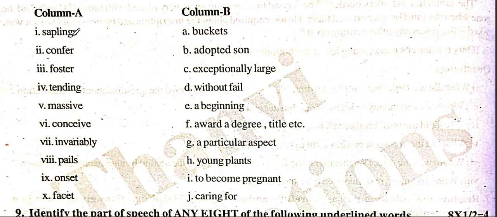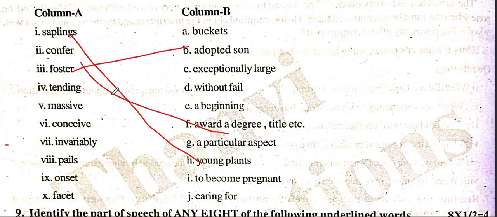Sapling is a young plant or baby plant. Confer means to give away awards. Foster means to help, as a verb, or as a noun, an adopted son. Tending means caring. Massive means very huge, giant. Which option? Exceptionally large, right here.